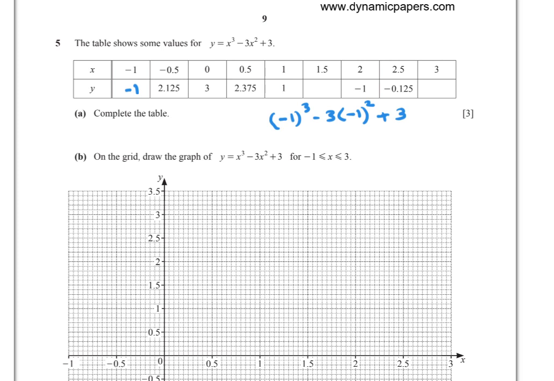The answer will be -1. Now if x is 1.5, substitute x equal 1.5 and find the answer. Use your calculator to find the answer. The answer equals -0.375. For the last one, x equal 3. So put x equal 3. Now find the answer. The answer equals 3.